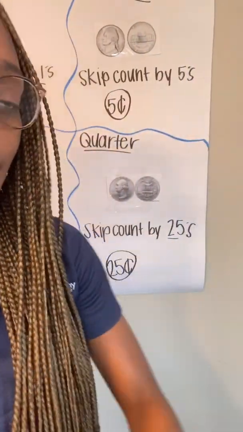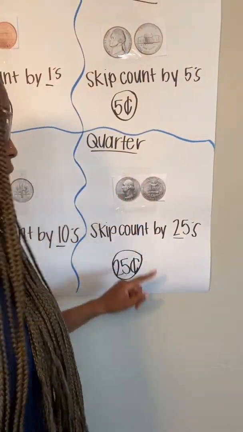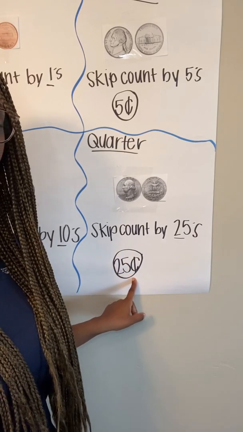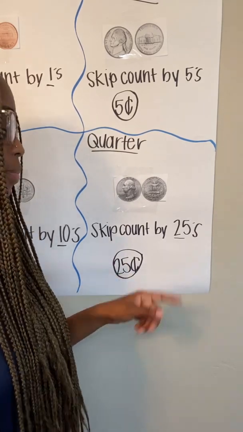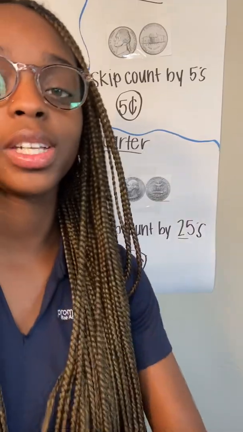Quarters are the biggest and they're worth the most out of the 4 coins that we're going over. Quarters are worth 25 cents. They're worth 25 cents. And so again, when we represent these in our word problems, this is how you'll show a quarter. So that means we skip count by 25s.